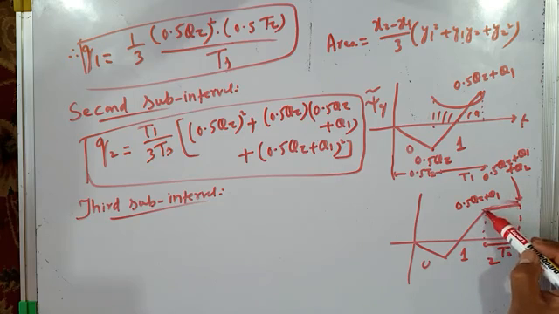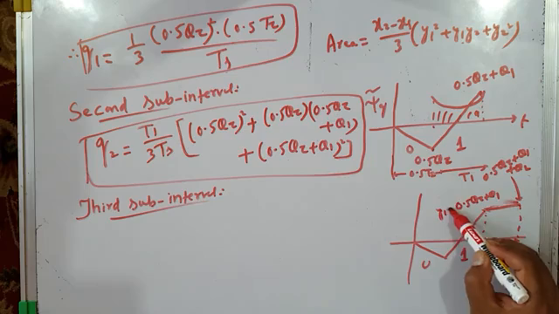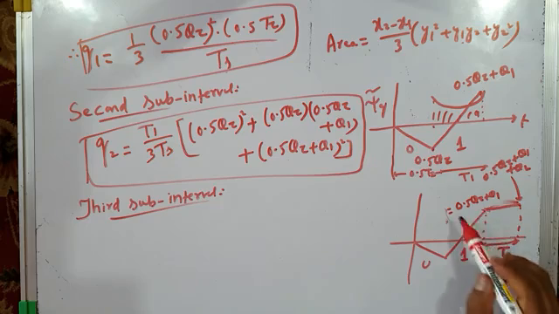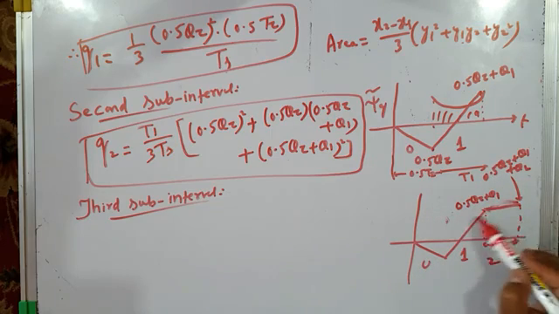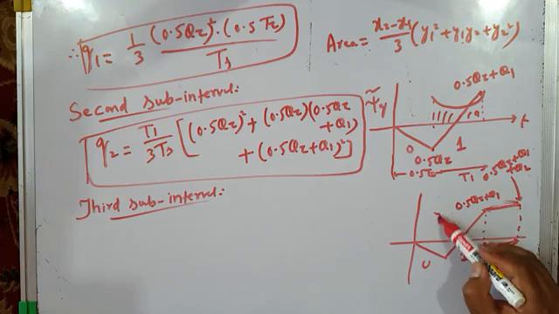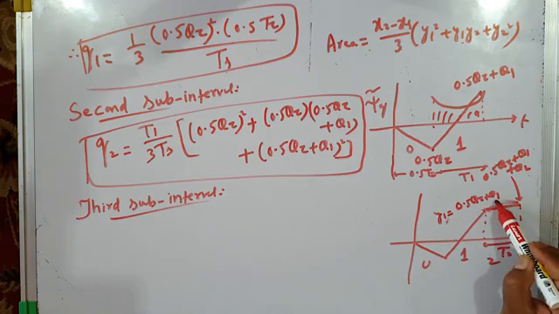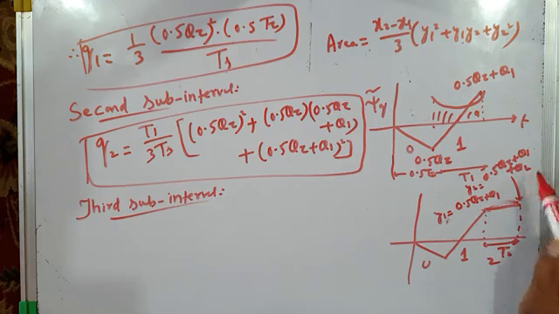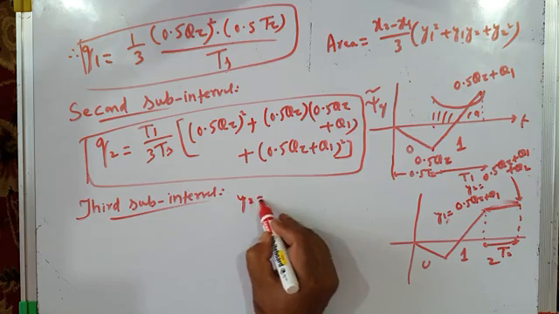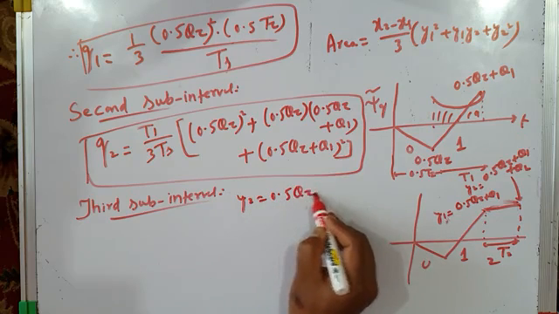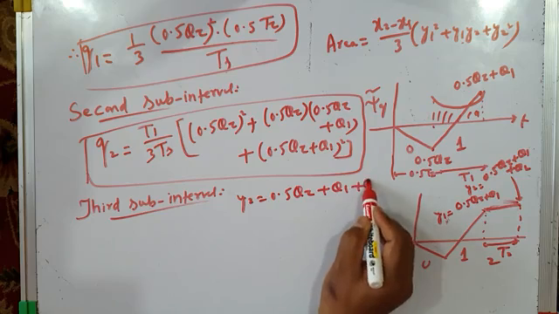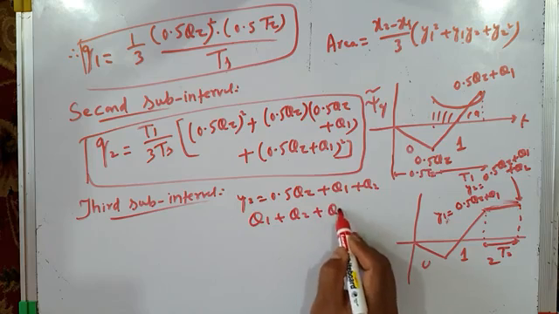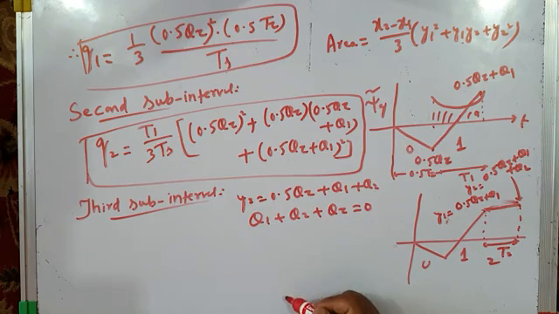So you can call this y1, which is equal to 0.5 qz plus Q1, and this is y2, equal to 0.5 qz plus Q1 plus Q2. Now, we know that Q1 plus Q2 plus Qz is equal to 0.